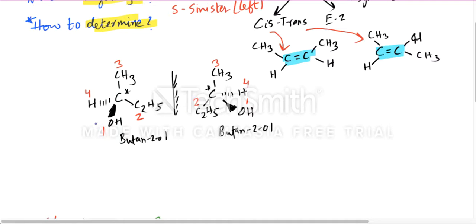The next step is to place the least priority group behind the plane. So this is the least priority group, hydrogen, and it is already behind the plane, so we need not do anything for that. Now we have to check the sequence of the other priorities. Here, if you see the sequence 1, 2, 3, we go like this, and this one is counterclockwise. If it is counterclockwise, then it is S, and this one is clockwise, so R configuration. So this is how we can determine RS configuration for a chiral carbon.